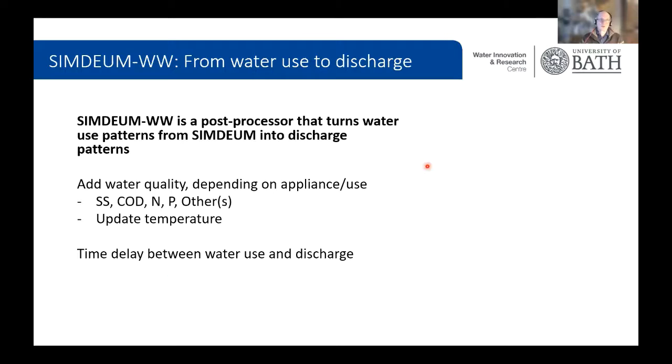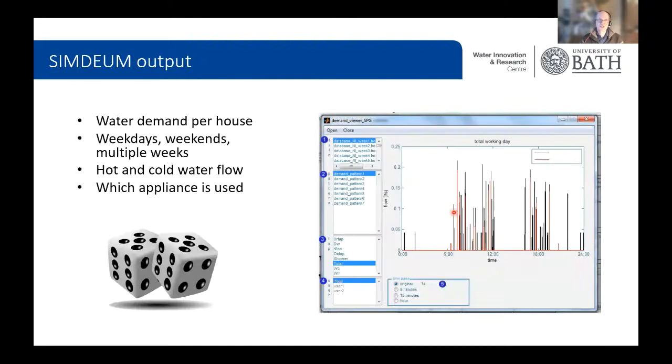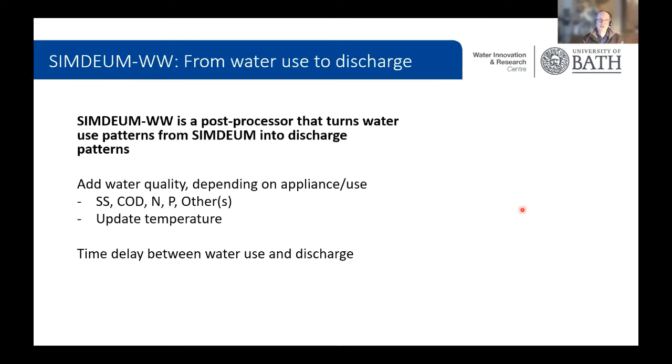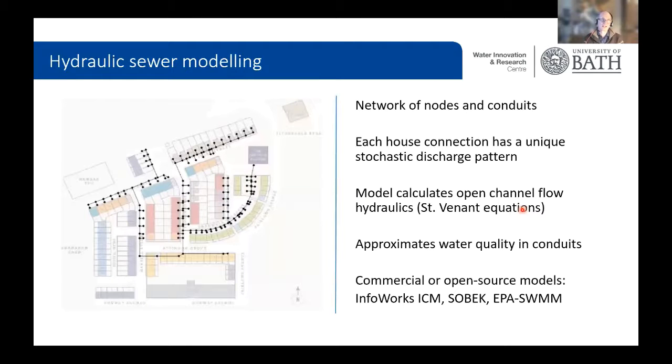Now, this provides us then with a time series, like I've showed you here. These time series can be used then to feed into a hydraulic sewer model, which is actually a network. It models a network in terms of nodes and conduits. And for each of the house connections, we can use one of these unique stochastic discharge patterns to feed into the model with water quality, with temperature, and with flow data, of course.